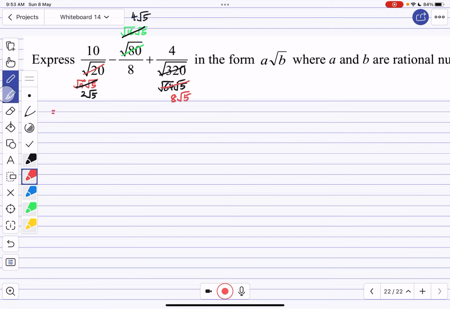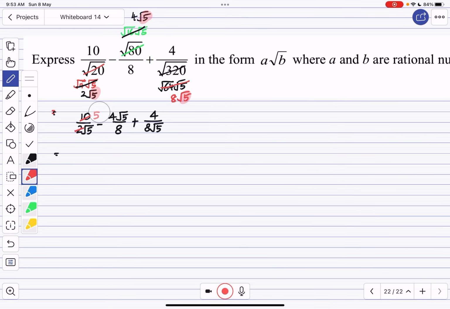Right? And you can see that the moment I do this, all of them become like surds, where they all have square root 5 as a common term. Alright, so I now write out my fraction. Minus 4 square root 5 over 8, plus 4 over 8 square root 5. The moment I can break down this surd, I have a lot of cancellation to be done.